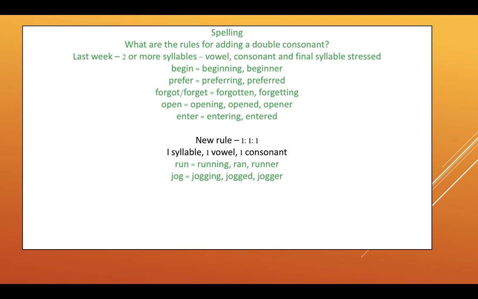If you've got jog, it's 1 syllable. Second to last letter's a vowel. The last letter's a consonant. So therefore, you can double the consonant, double G, add the suffix ing, add the suffix ed, add the suffix er. And the same with trip. Because it has the 1-1-1 rule, you can double the consonant.